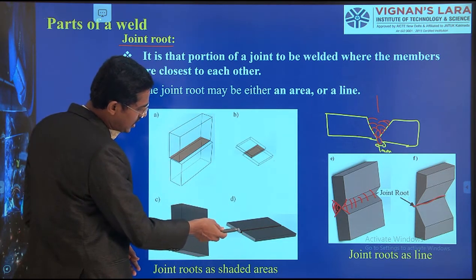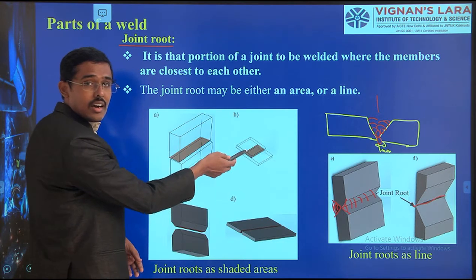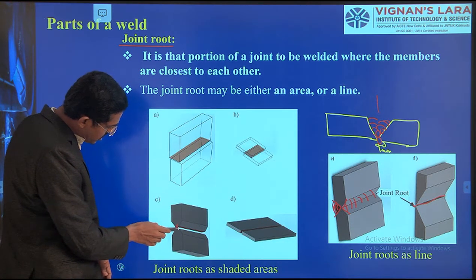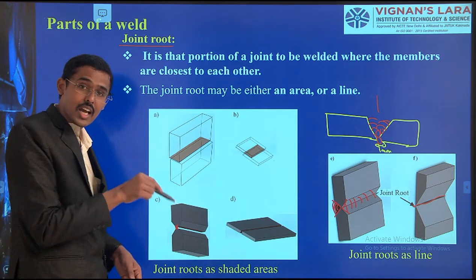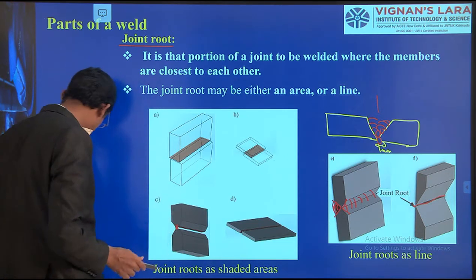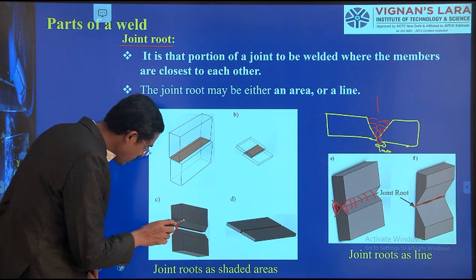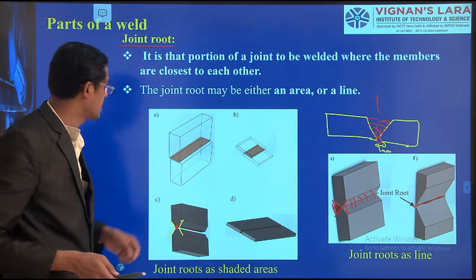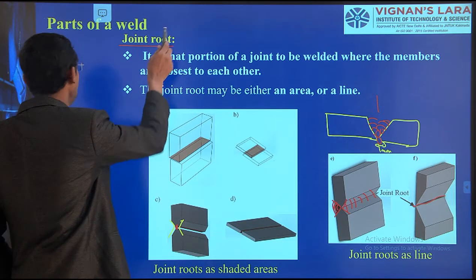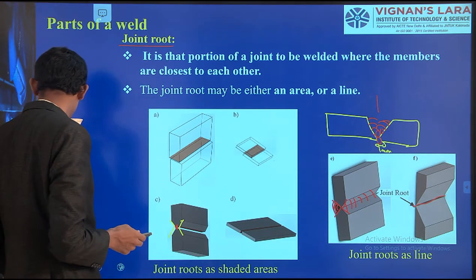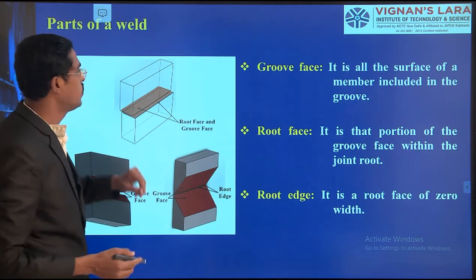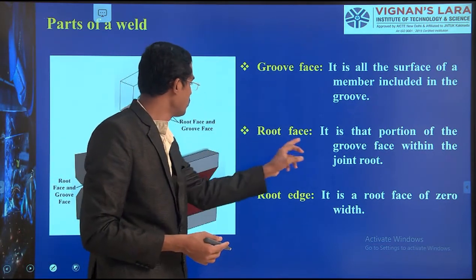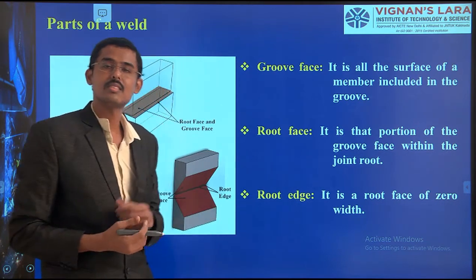In the butt joint, it is at the center, at the lap joint it is here, and see in this location, at the center. This is a joint root, but above that we have the groove. Okay, please understand carefully. So that is what the joint root is. Now one by one we are going to see the groove face, root face, and root edge. These three we are going to see.